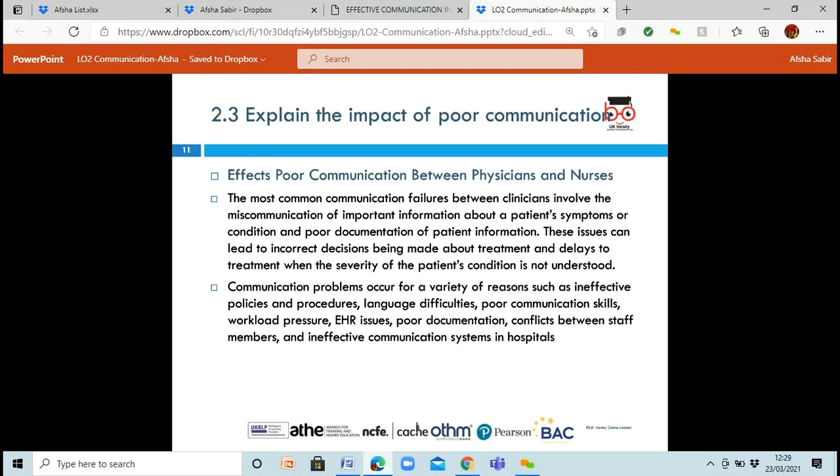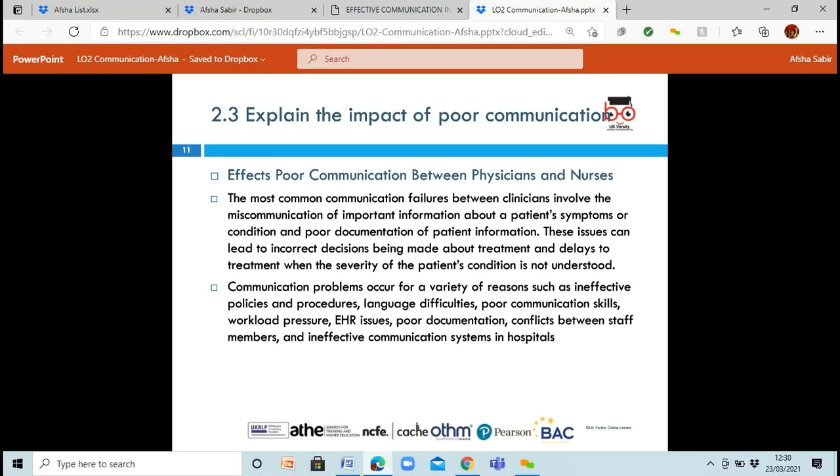Communication problems can happen for a lot of reasons. You might have ineffective policies and procedures, language difficulties, poor communication skills. So if a person who's looking after the patient doesn't really understand them, because of a language barrier or a dialect barrier or an accent barrier, that might result in the wrong information being given.